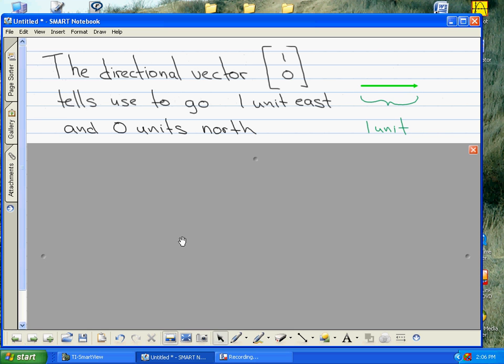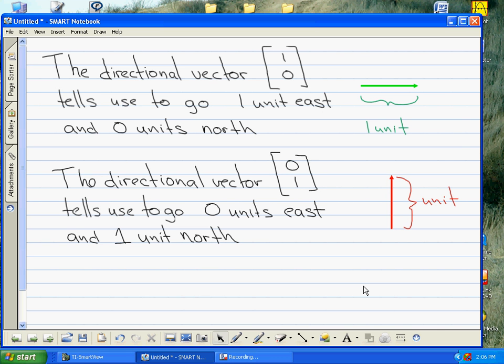The directional vector 1, 0 tells us to go 1 unit east, just 1 unit, and 0 units north. The directional vector 0, 1 tells us to go 0 units east and 1 unit north. So if we look at this carefully, 1, 0 is 1 unit east but 0 units north or south. The vector 0, 1 is not going east or west, but just traveling 1 unit north.